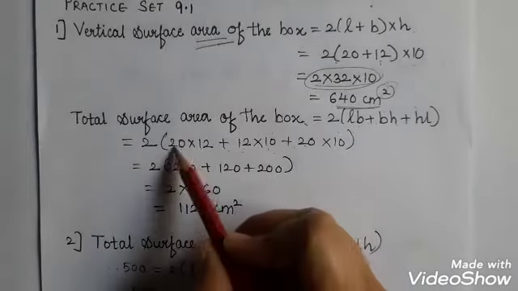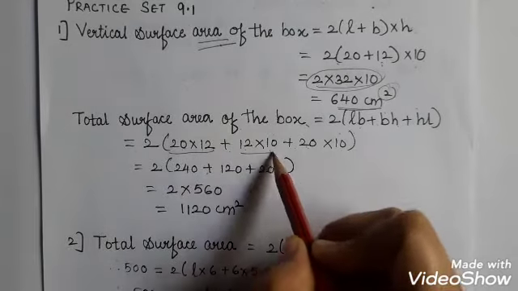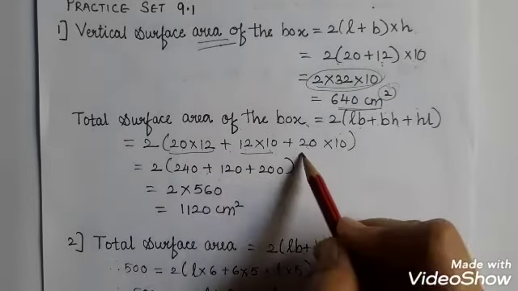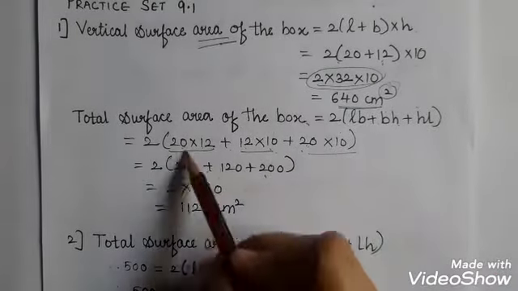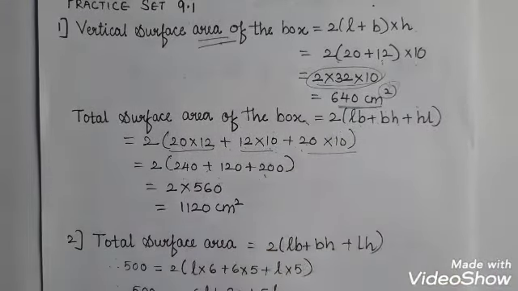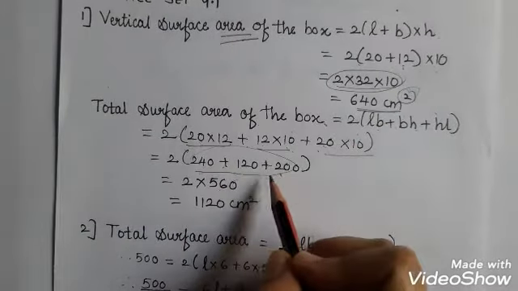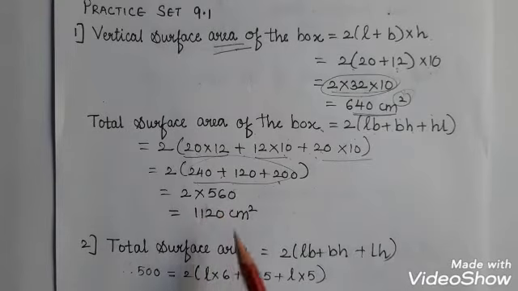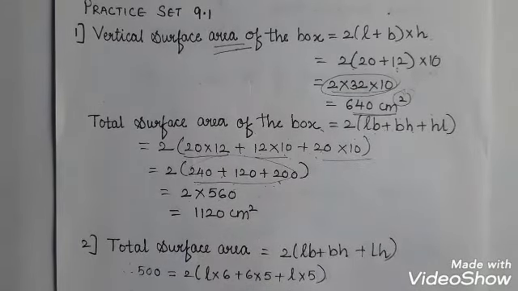So now first you multiply 20 into 12, 240, plus 12 into 10, 120, plus 20 into 10, 200. So 240 plus 120 plus 200, that is 2 multiplied by, you add all these 3, so that is 560. So 2 multiplied by 560, which is equals to 1120 centimeter square.